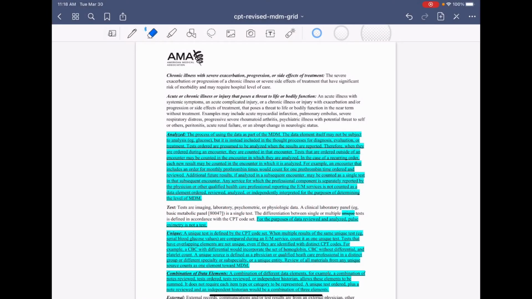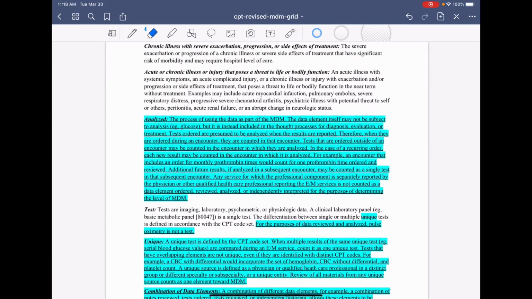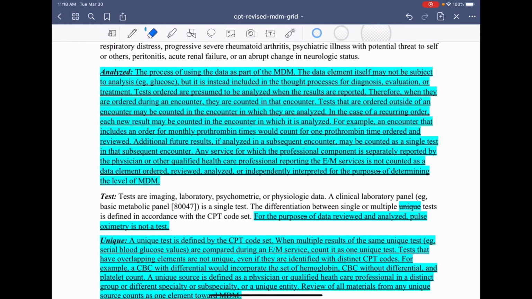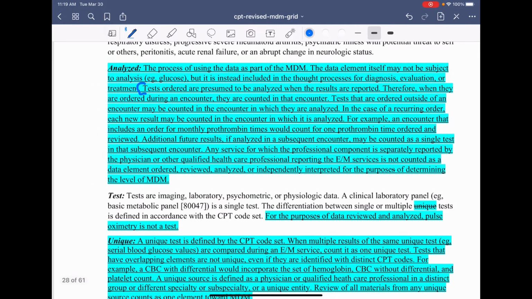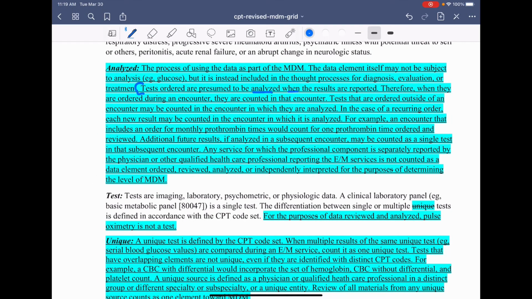Okay, so what I want you to do is go to your guidelines and flip to page 6. That's where I am right here. And zoom in and really pay attention to this paragraph that says analyzed. Tests ordered are presumed to be analyzed when the results are reported. Therefore, when they are ordered during an encounter, they are counted in that encounter.